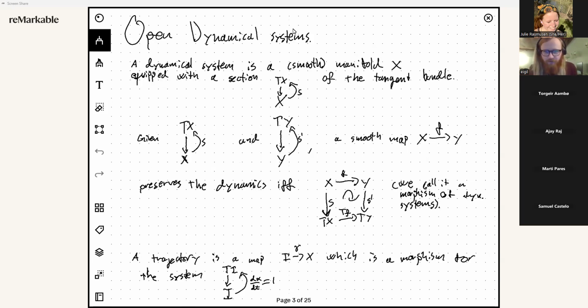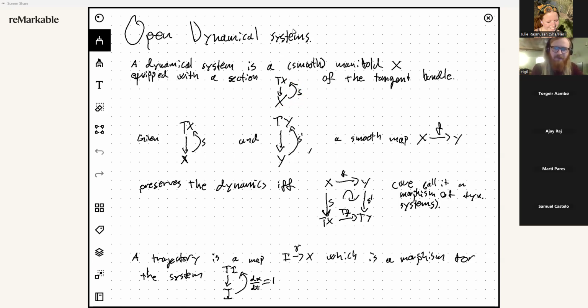So open dynamical systems. First, let me tell you what I mean by dynamical system. This is a special case of the theory, but probably the one that will be most familiar to you. By a dynamical system, I mean a smooth manifold called X equipped with a section s of the tangent bundle. You have the tangent bundle, it's a bundle over X, and I want some smooth section.